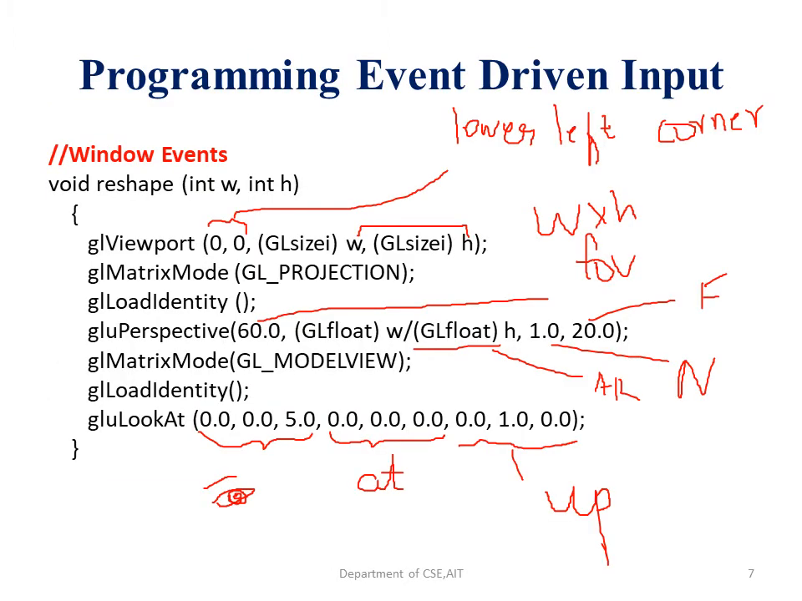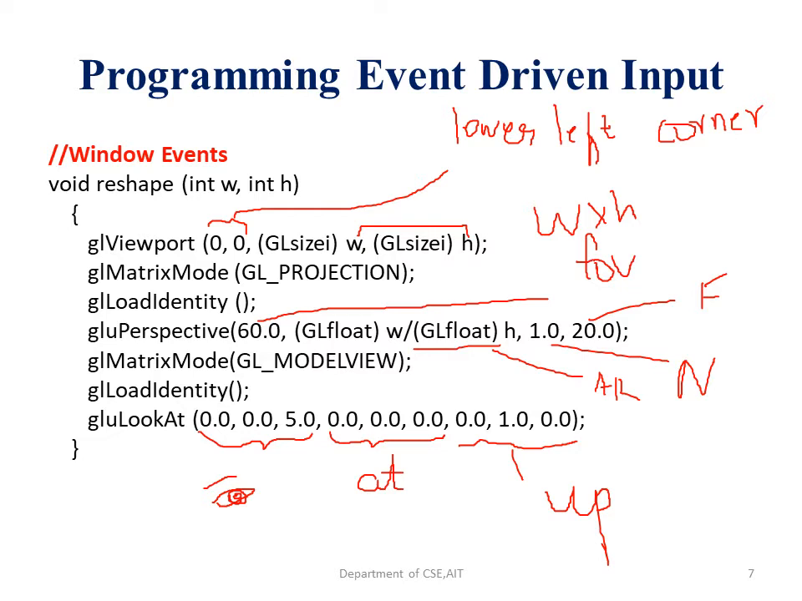The second event that we are going to consider is the window event. Whenever we want to implement a window event in the program, we are going to make use of a function called reshape. The reshape function is used in a program whenever we have some change in the window size because of the output of the program.